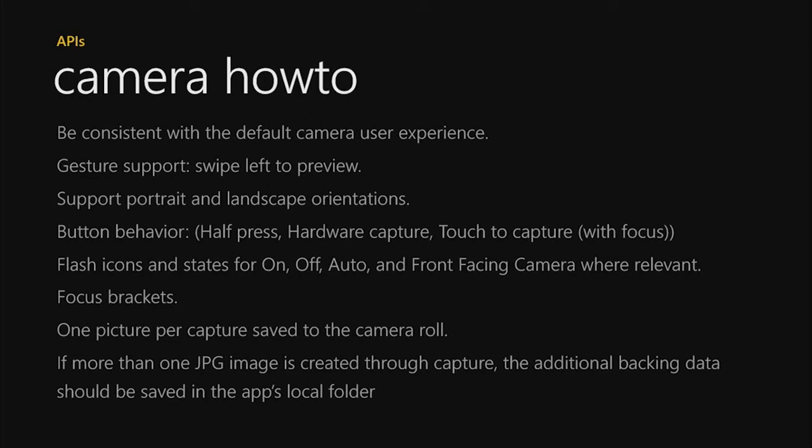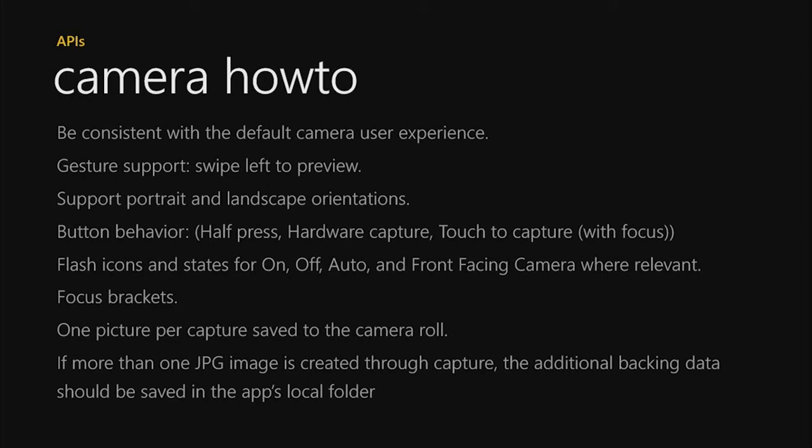Try to make it mirror the scenario on the phone a little bit, because people are really used to using the hardware camera button. So gesture support, swipe left to preview. Try to support portrait and landscape orientations, because our camera does. One of the things about button behavior, the half press for hardware capture and touch to capture for focus. Touching the screen will let you focus in on that element.